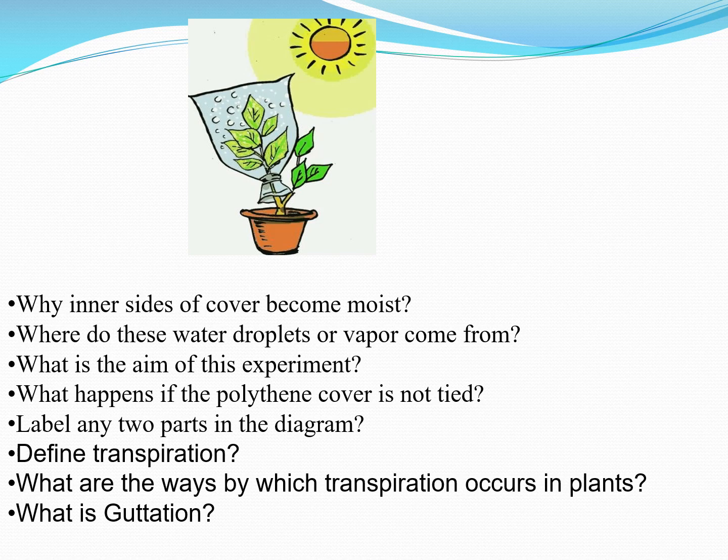Last question, what is guttation? The loss of water in the form of water droplets through hydathodes is called guttation. Hydathodes are the openings present at the end of veins and veinlets in the leaves. Through these hydathodes, water comes outside in the form of water droplets. That process is called guttation.